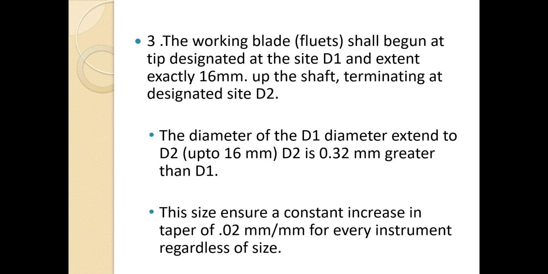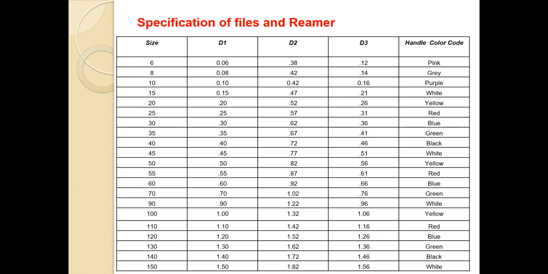The working blade or flutes shall begin at the tip, designated as D1, and extend exactly 16 mm up the shaft, terminating at the designated site D2. The diameter at D2 is 0.32 mm greater than D1. This ensures a constant increase in taper of 0.02 mm per millimeter for every instrument regardless of size.